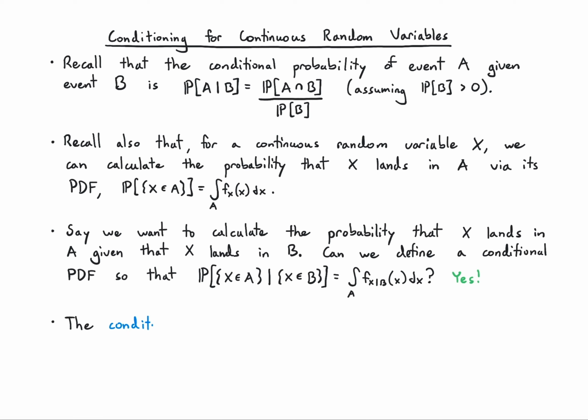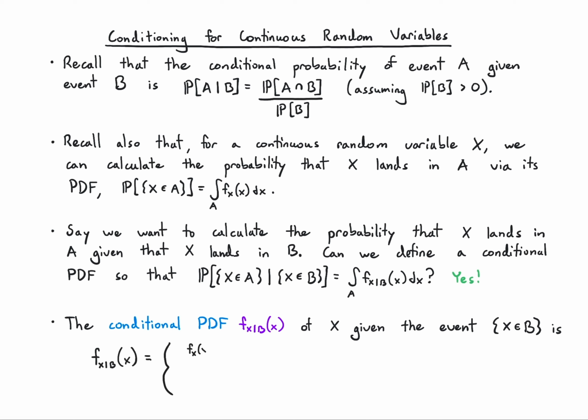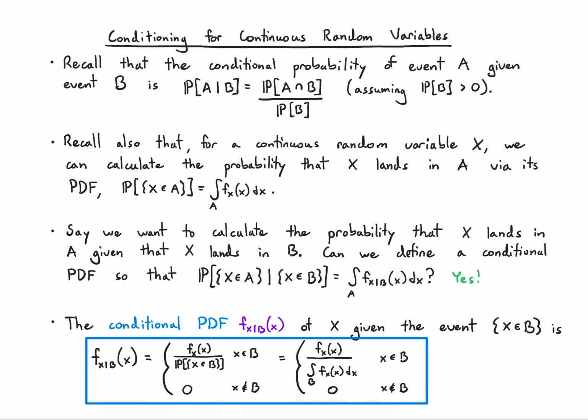And so the conditional PDF f of x given B, of the random variable x given the event that x falls into B, is the following. I define it in two cases. At first I have the PDF of x divided by the probability that x falls into B when x is in B, and 0 when it doesn't fall into B. This denominator I can work out as the integral of the PDF over B. That's by additivity. So this is our formula for the conditional PDF.